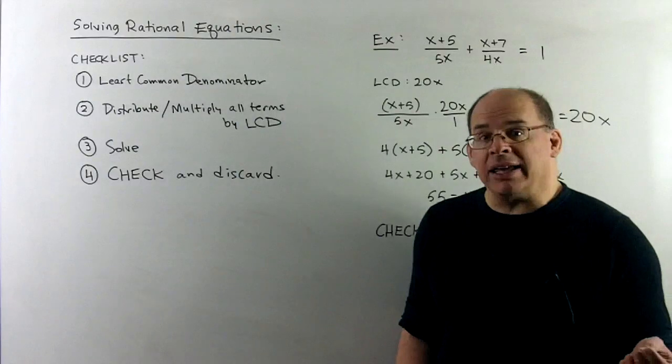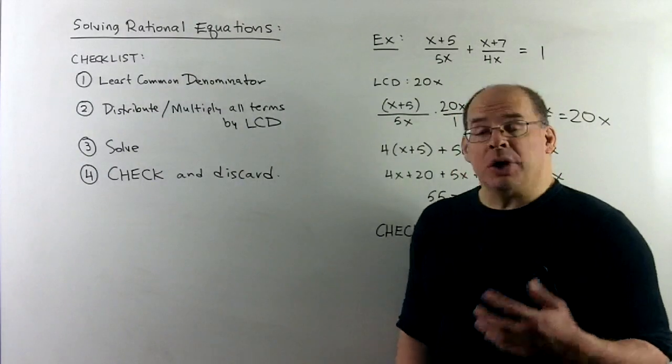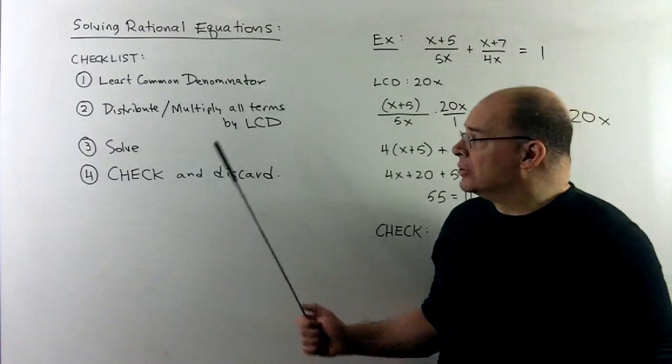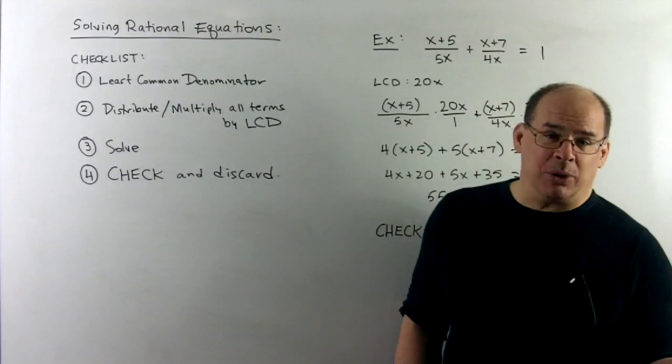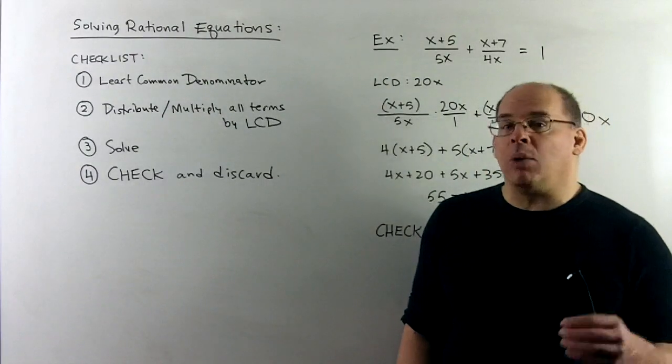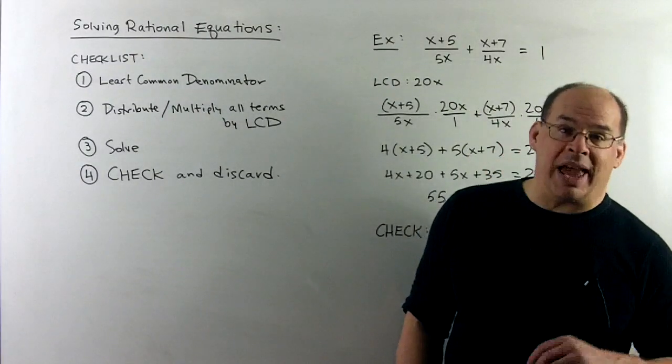Finally, we check and discard. So because we have fractions, we have to worry about dividing by 0. Some solutions, it's possible they come out of our work, but we're not allowed to use them because we can't divide by 0.